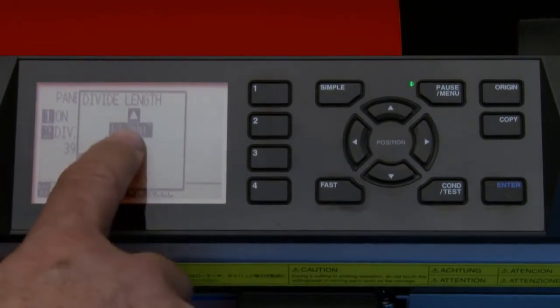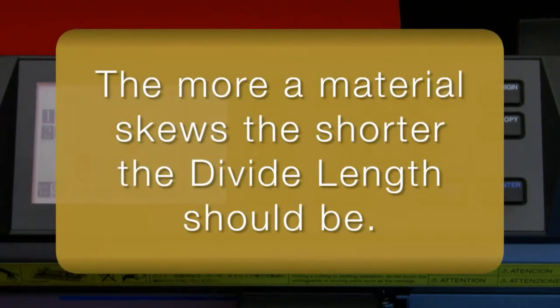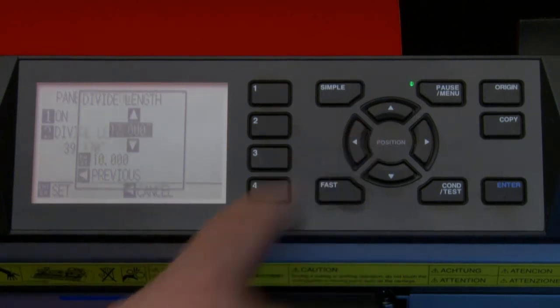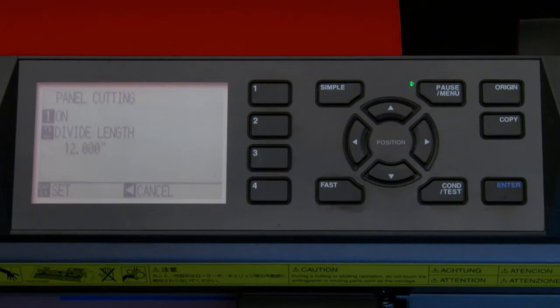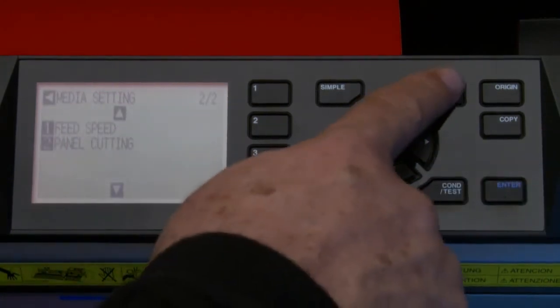When setting this value, keep in mind that as a general rule, materials that have a tendency to skew should be set for shorter divide lengths. In some cases, you may even want to have the length set to as low as 1 foot or 12 inches. Once that value is set, then we can press the left arrow button to get to the previous menu, and then press Enter to accept the changes.